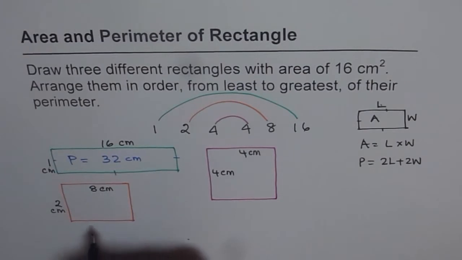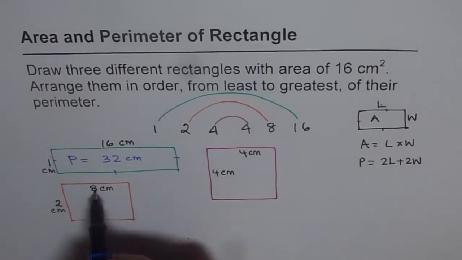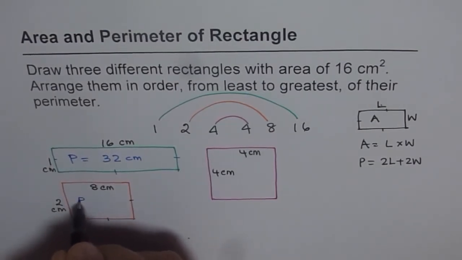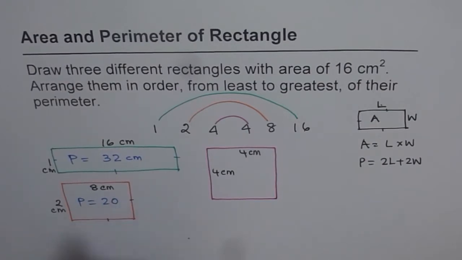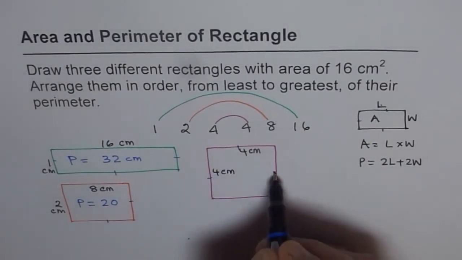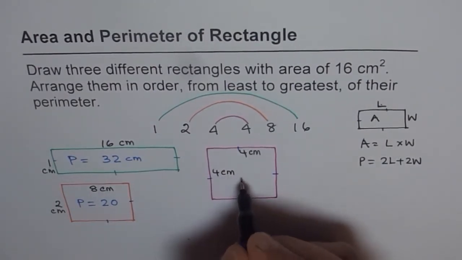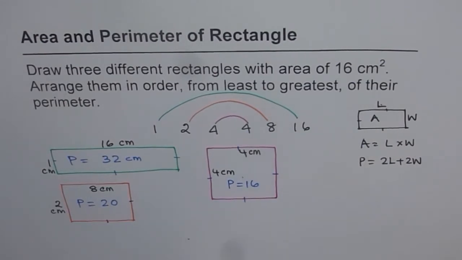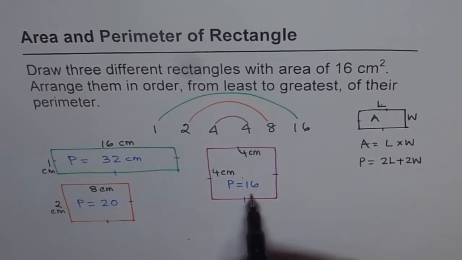The second rectangle, the perimeter is 8 plus 2, which is 10, and this is also 8 and 2. 10 plus 10 is 20. So we have perimeter of 20. How about this one? It has 4 equal sides. So 4 times 4 is 16, right? So we have a perimeter of 16. Now which one is the least perimeter? Square is the one with least perimeter, right?